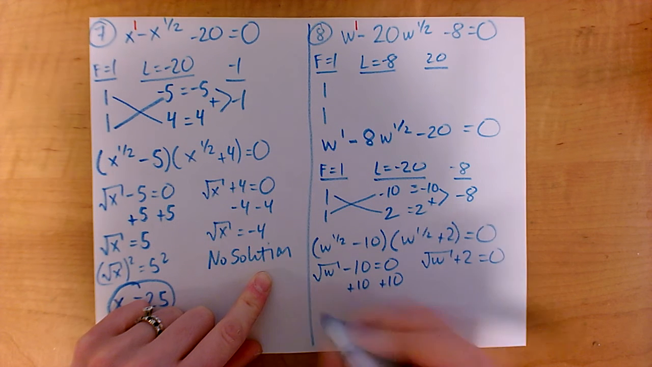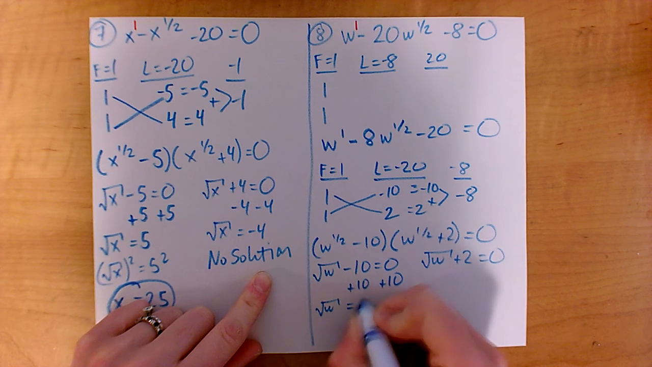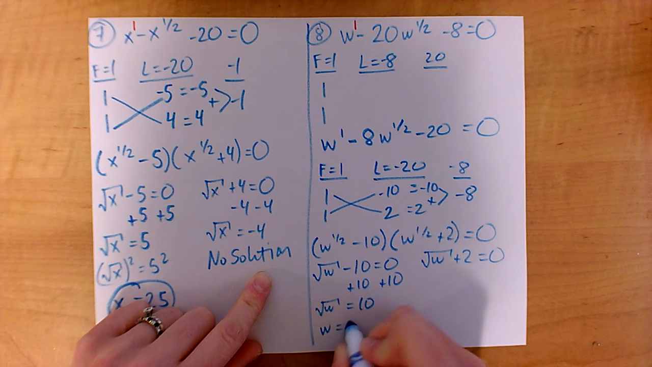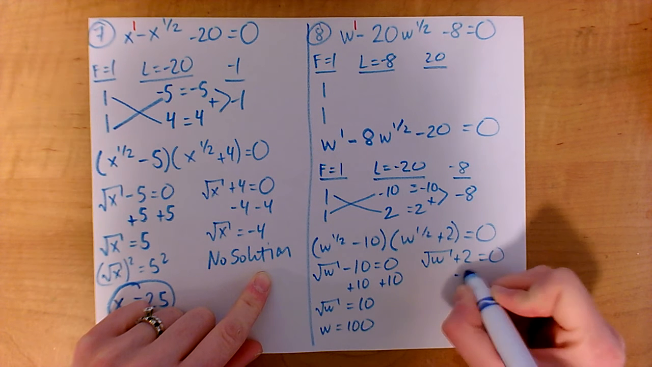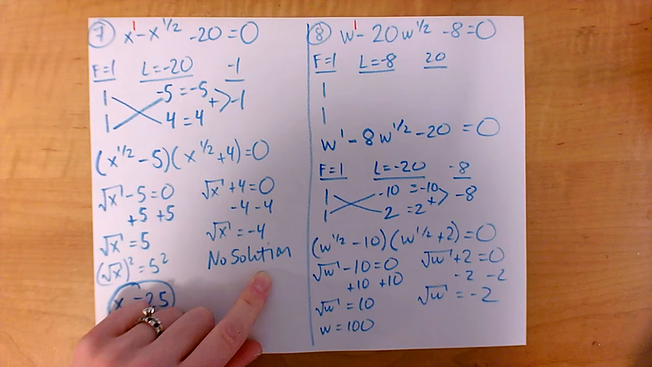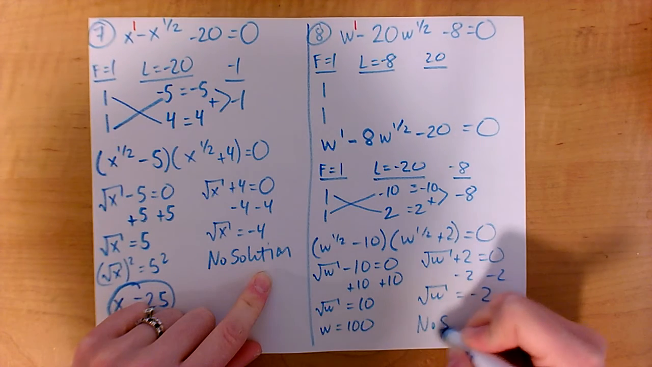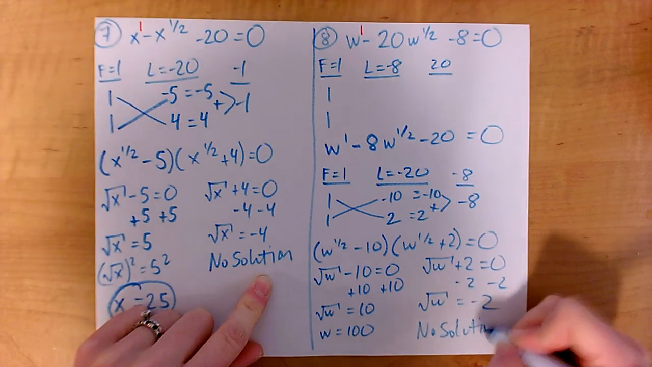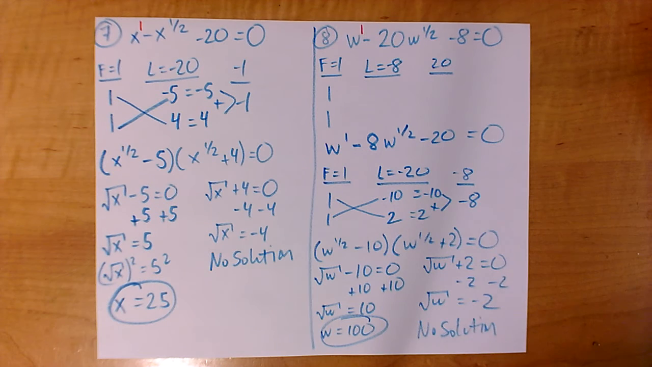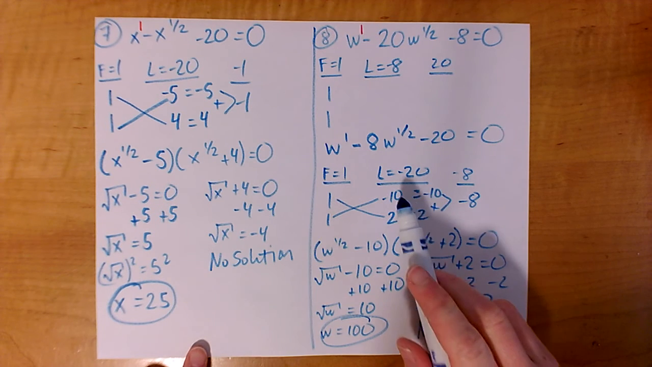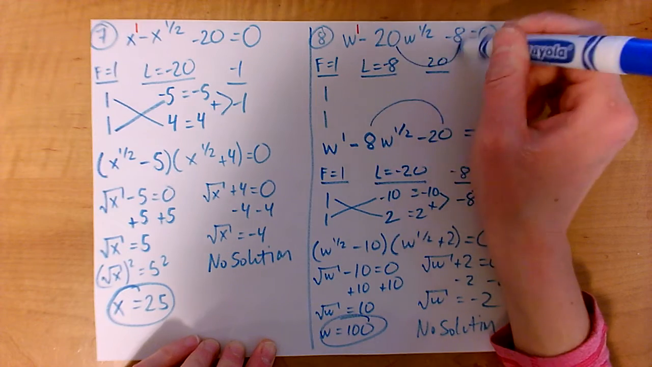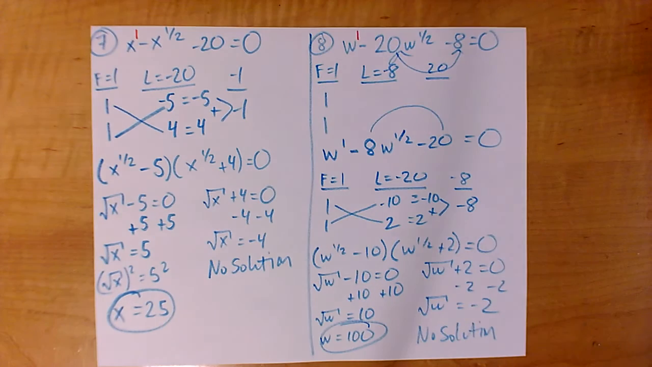So add 10, so root w is 10, and then you square both sides, and you would get w is 100, and then we would minus 2, and the square root of w is negative 2, and you can't take the square root of a negative, so then this one is no solution. So your answer is w equals 100. Okay, so yeah, there was a typo in this particular problem. So the 8 and the 20, well, in the original, the 20 and the 8 should have been reversed.